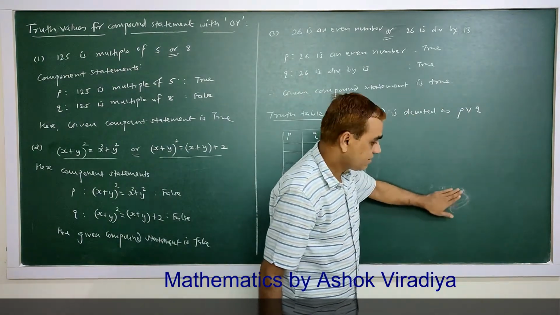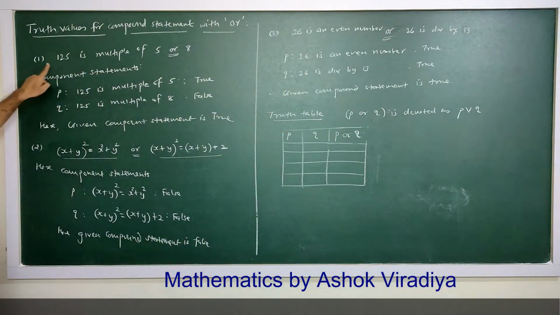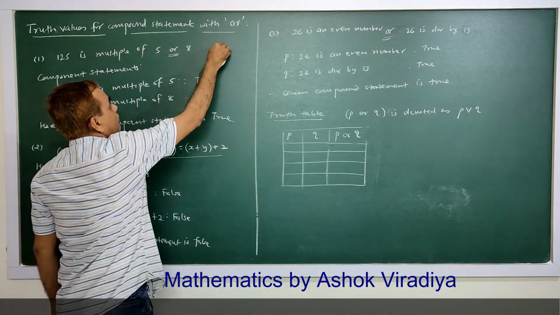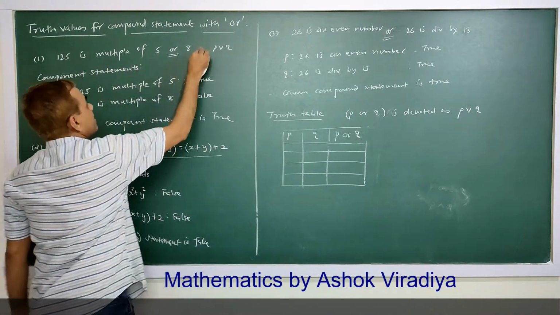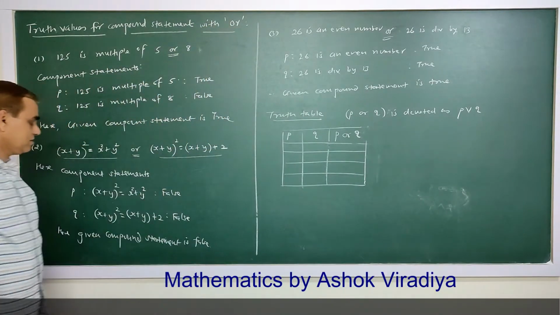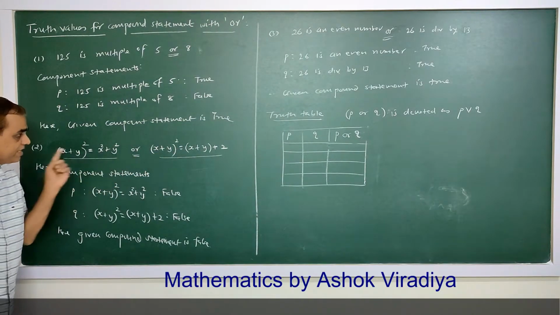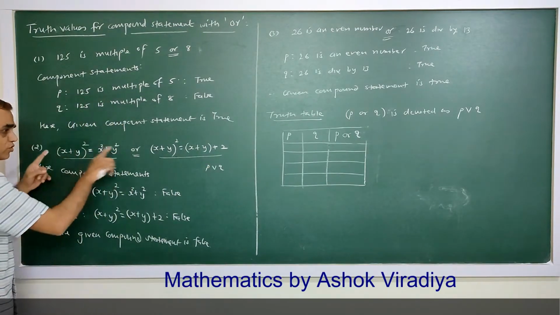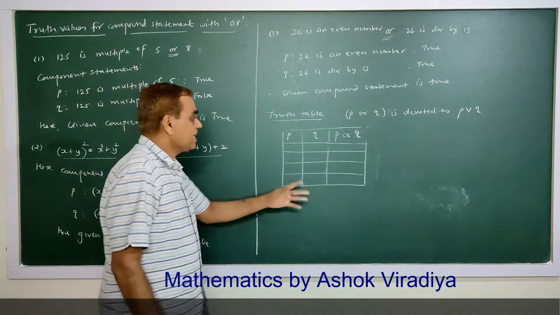So here, this is P, this is Q. So this was P or Q, like that. So this can be denoted by P ∨ Q. So that is the meaning of symbol. This statement can be denoted as P ∨ Q, compound statement. So now truth table as discussed here.